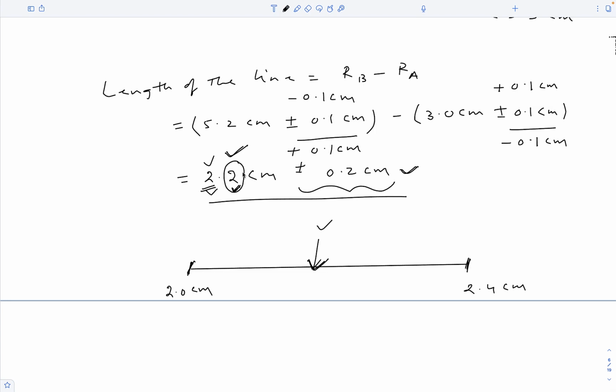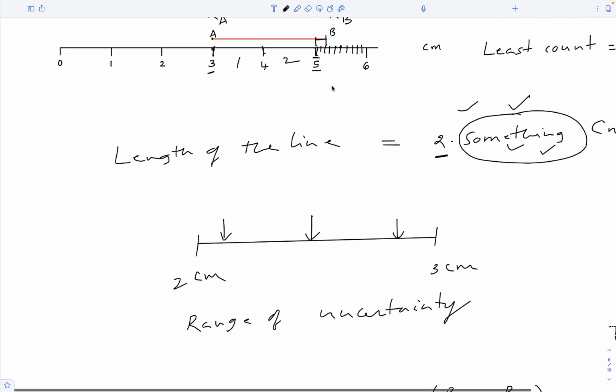So by estimating this digit, we increased the precision of the measurement or exactness of the measurement and reduced the amount of uncertainty or the range of uncertainty. So that is the benefit of estimating the value of one digit in any measurement. So whenever we make a measurement, we must always estimate one digit more than what the measuring device allows us to measure.